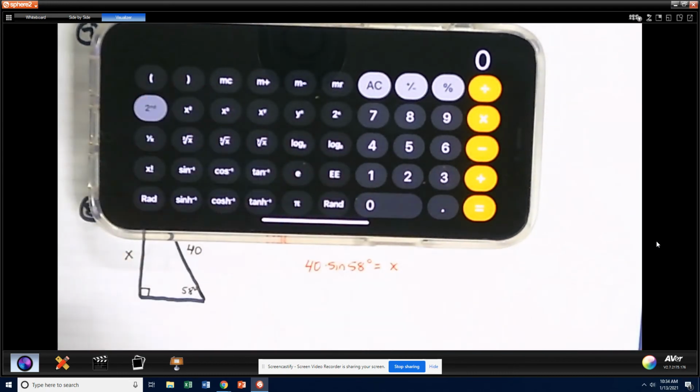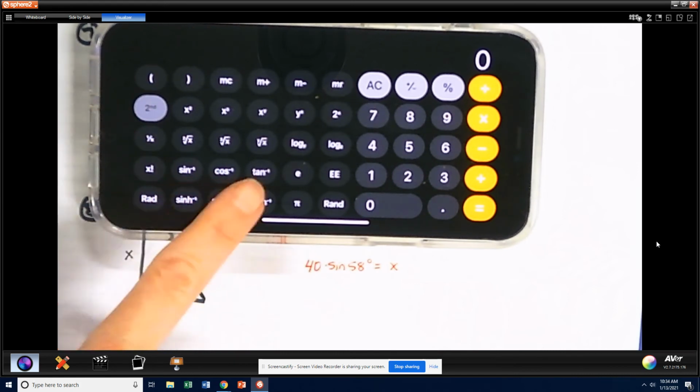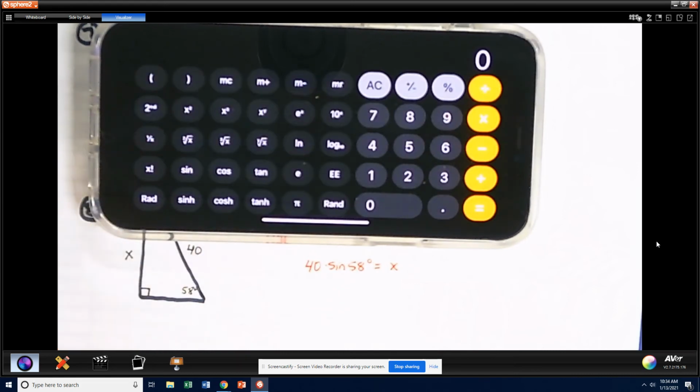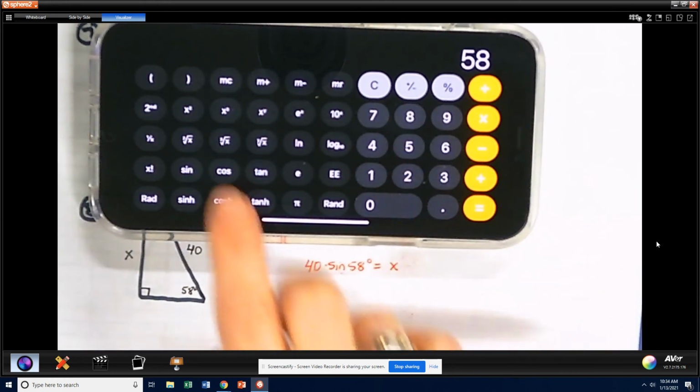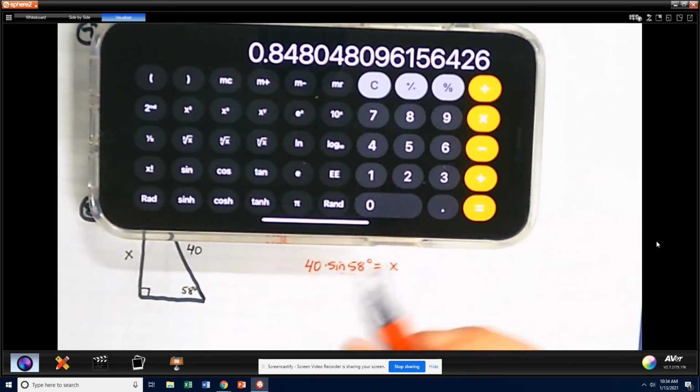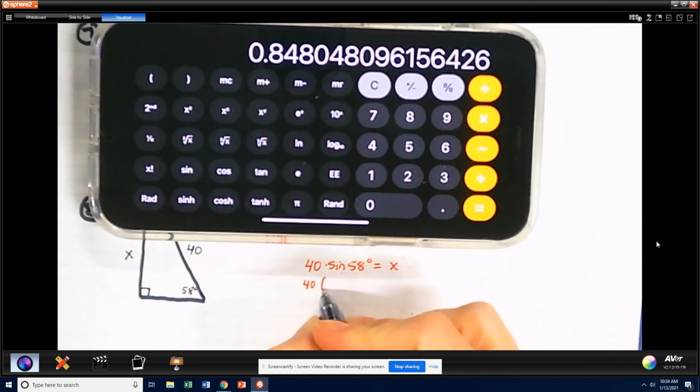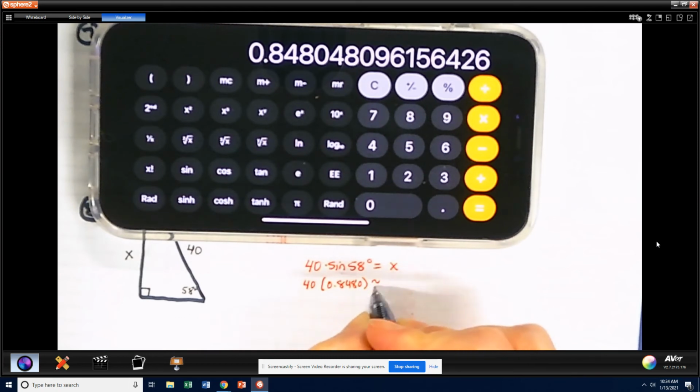When you find the sine of 58, you have to start by typing in the 58. Now my calculator is in the second mode. I've got my inverse functions there, so you have to touch that button to get back to the default. And again, make sure it does not say radians up there. We're not using radians in this class. I want it in the default of degrees. So I type in my 58 degrees, I hit my sine button, and so that means this is 40 times 0.8480 rounded off is about equal to x.